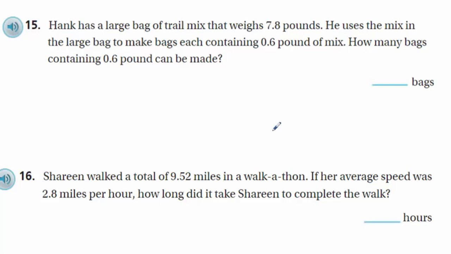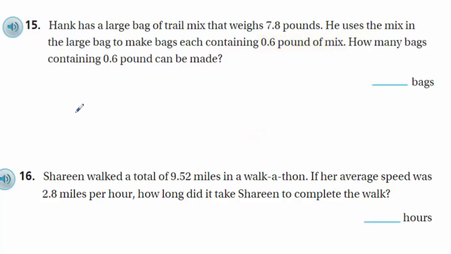We're using that mix there when they have that big, large quantity in that large bag to make bags that are less, 0.6. Can you see where that dividend stands out? That's right, 7.8 pounds. That becomes our dividend. That's the number that we're trying to divide. And then we have our 0.6 pounds of mix. That's going to be the quantity that we're going to use to determine how many bags we're going to need.